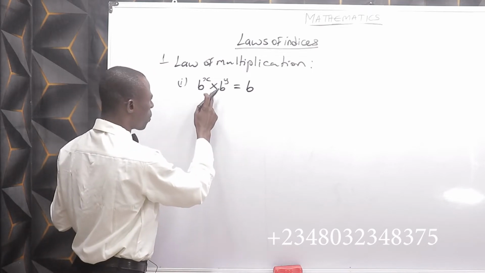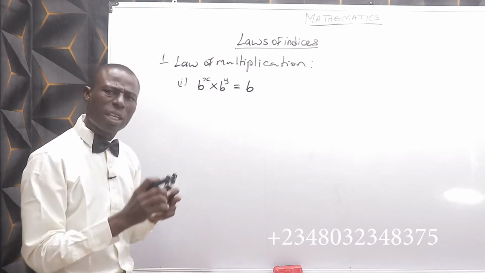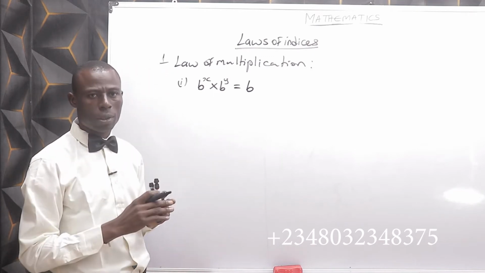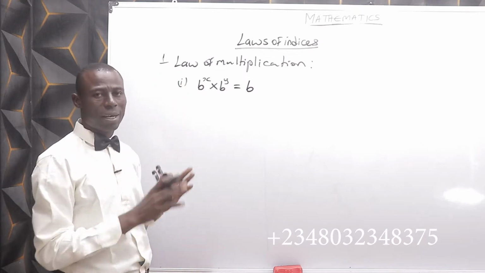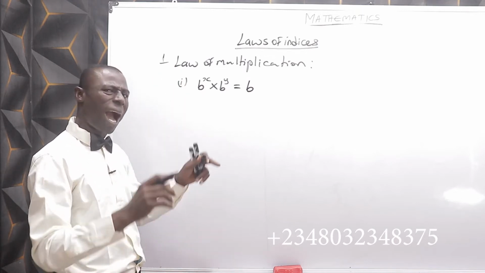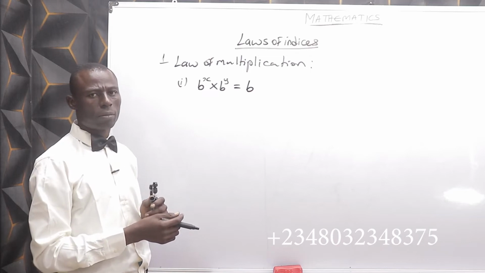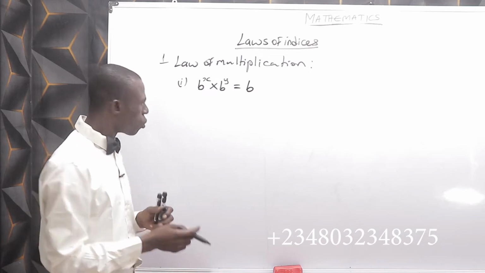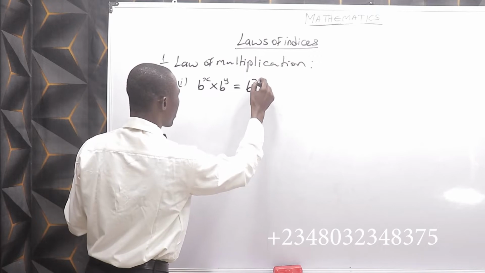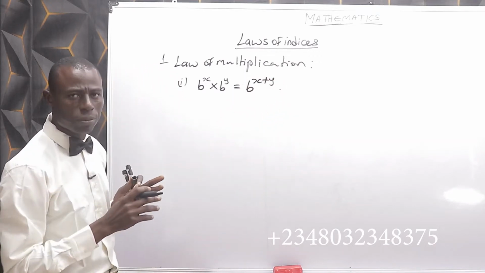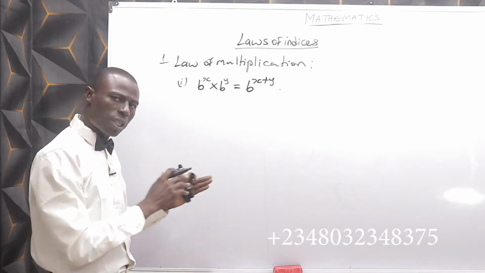So the multiplication sign will now change to addition in the exponential region, as in the power area. And that addition will add up the powers of the two of them. Am I communicating? So it will be b raised to power x plus y. That is the law of multiplication, which changes to addition.